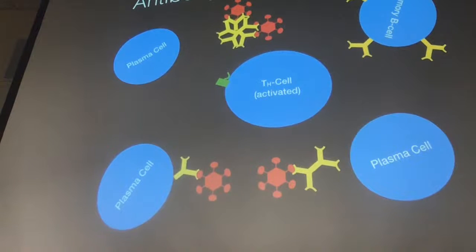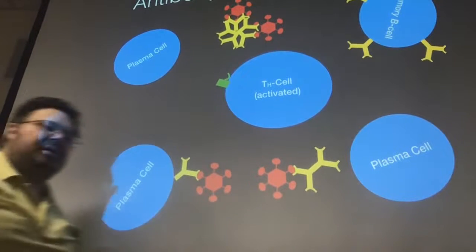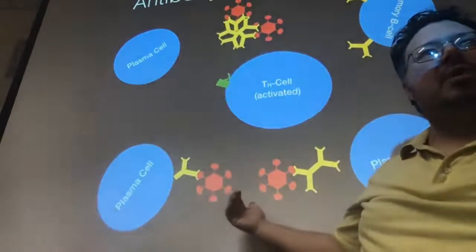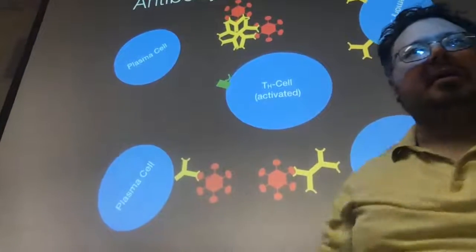And without that helper T cell, all you're stuck with is your base level plasma cell. And even then, only against a very limited variety of antigens. Anyone have any questions about this? Yeah.